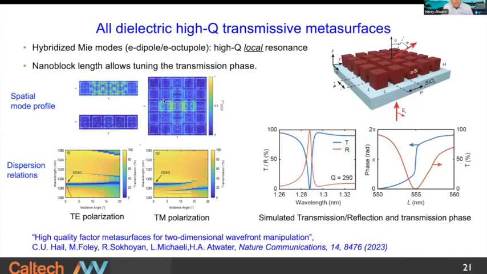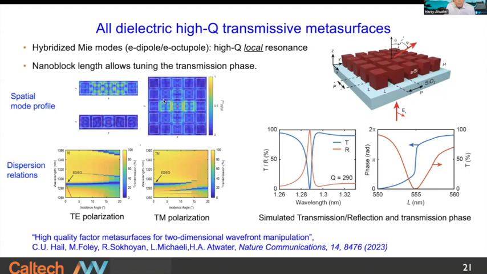So we began investigating dielectric high Q transmissive metasurfaces. And these consist of a very familiar motif for metasurface researchers, which is high-index silicon nanoblocks on a silicon dioxide substrate. And by carefully adjusting the blocks so that they support a hybrid Mie mode, a hybrid of an electric dipole and octopole resonance, they support a high Q local resonance.